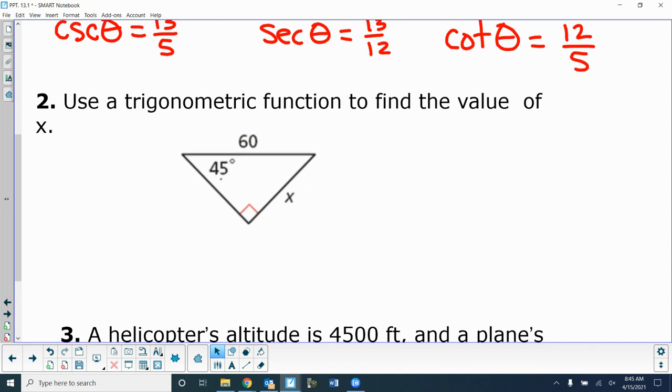It says use a trigonometric function to find the value of x. Okay?